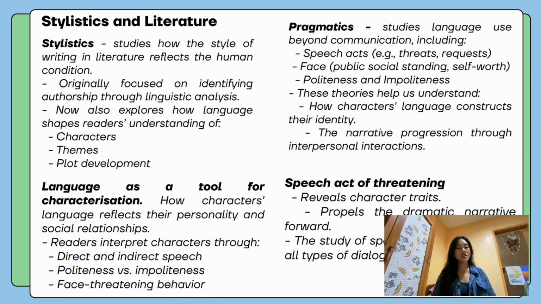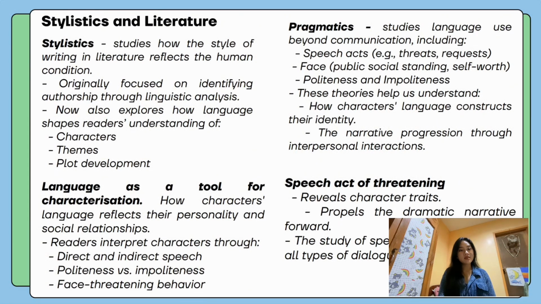When we say direct speech, it is when a character says something clearly. Let's say the character doesn't like the other character, and simply says, I don't like you. This shows they are straightforward or being honest. And when we say indirect speech, it is when a character hints at something instead of saying it directly. For example, I'm not sure about this. So this might show that they are more careful, polite, or trying to avoid conflict.